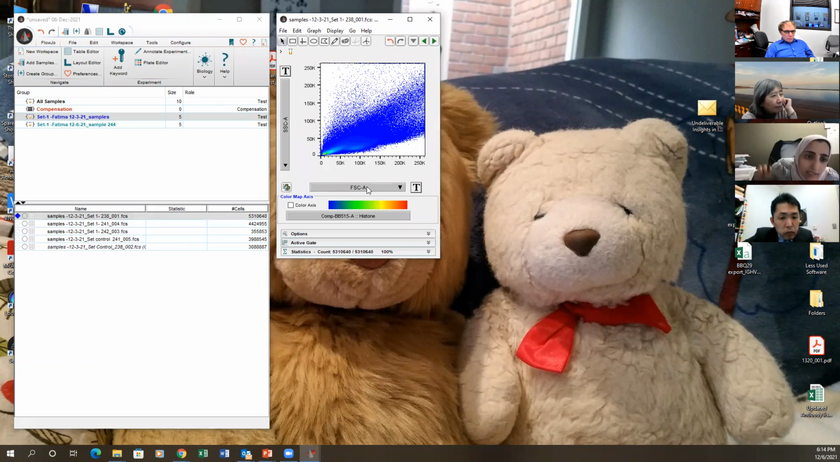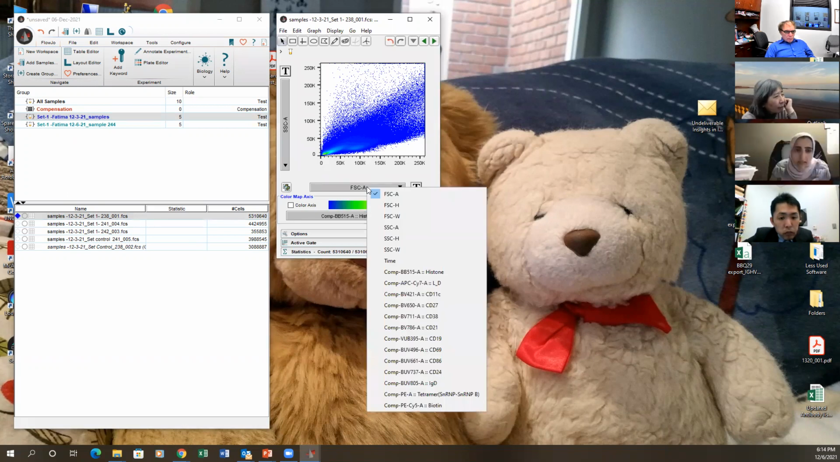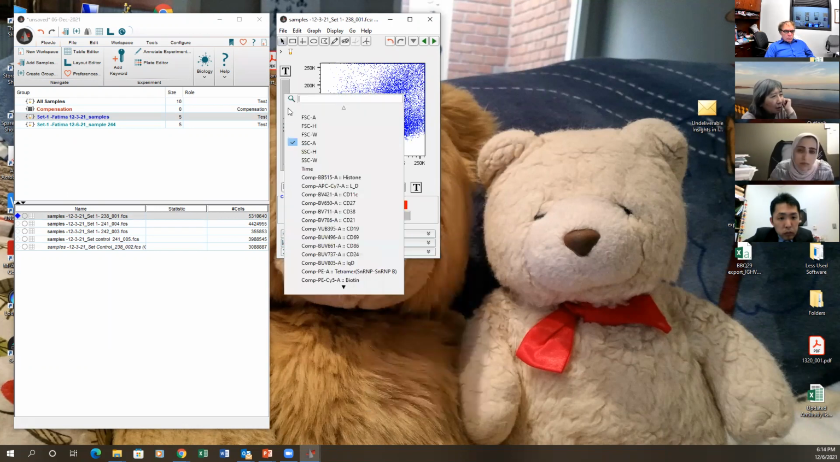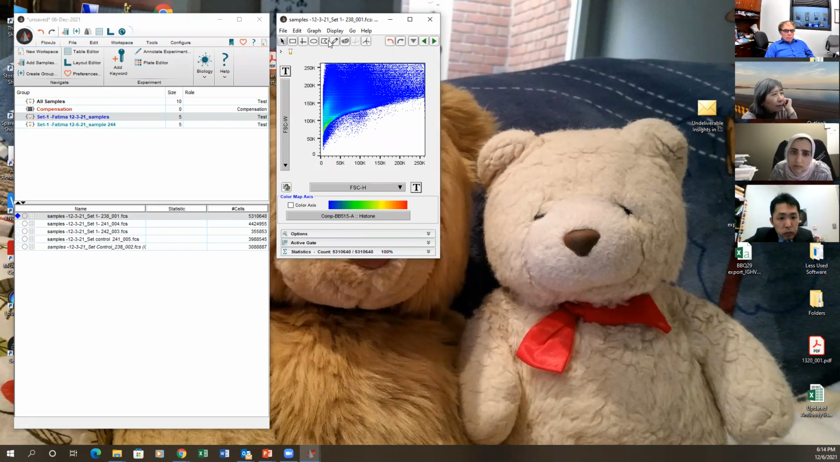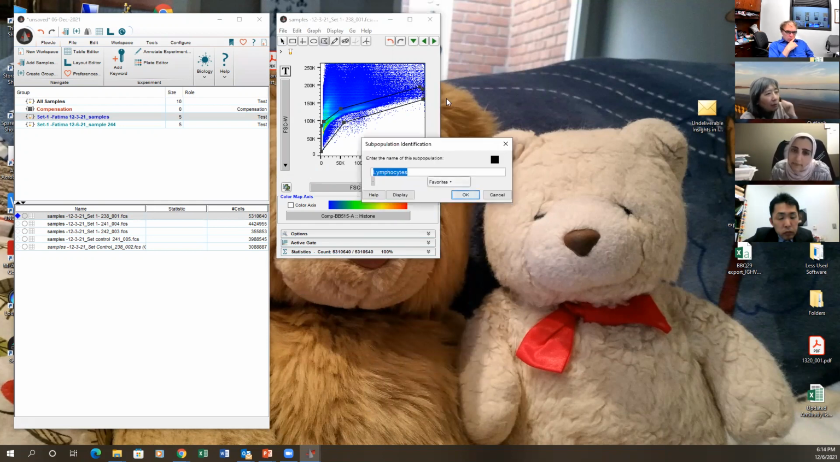It's the number of the patient, 238. Right, that's right. And now you are getting the four singlets. Right, that's what I do for every sample, and it's always the same sequence. Yes.